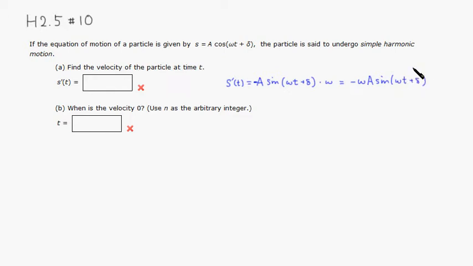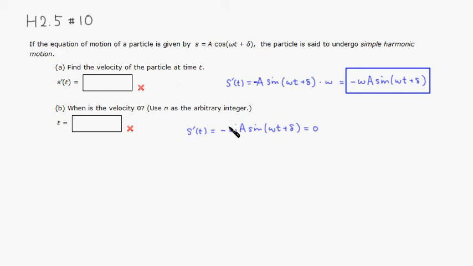So that is the velocity function. Then for part B, when is the velocity 0? We just have to set that equal to 0. So S prime of t is equal to negative omega A sine of omega t plus delta, and we want this to be 0.